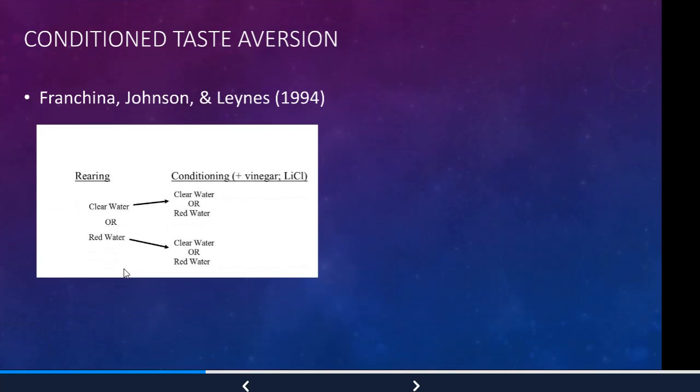Then what we did is we did some taste conditioning. So on taste conditioning day, we changed the flavor of the water a little bit by adding a little bit of vinegar. You know what vinegar is. It makes it a little tart, right? So tart or sour. And so we added a little bit of vinegar to the water.